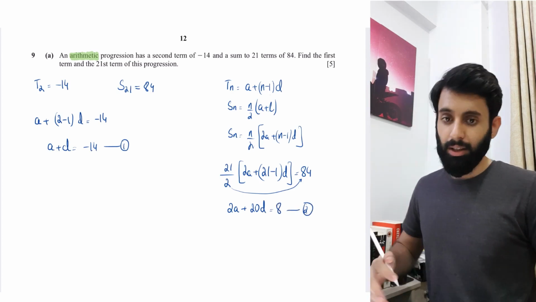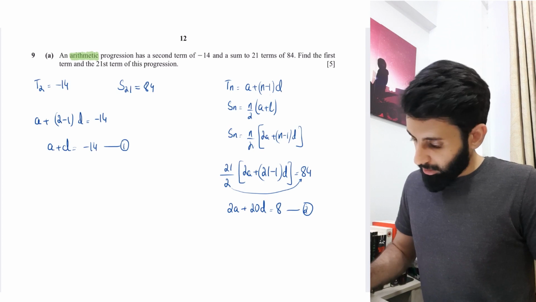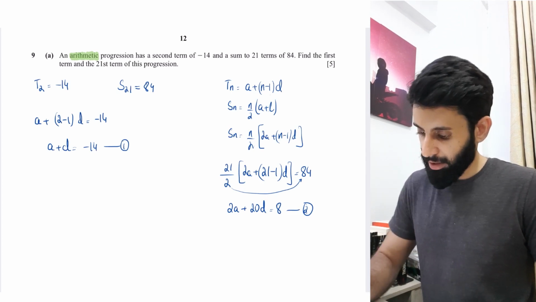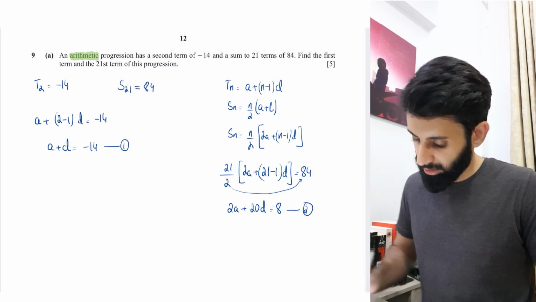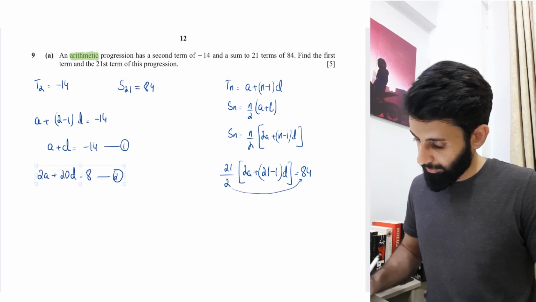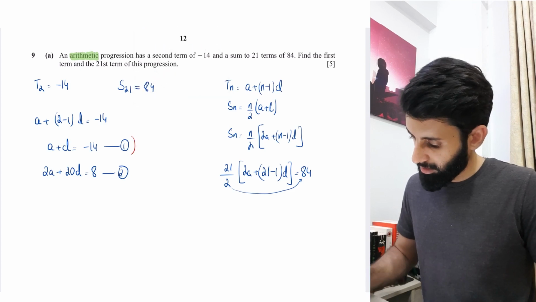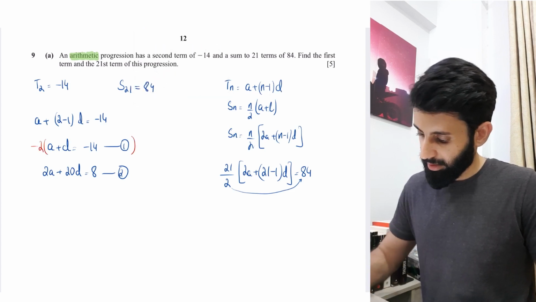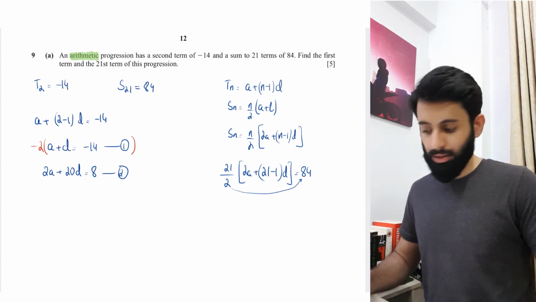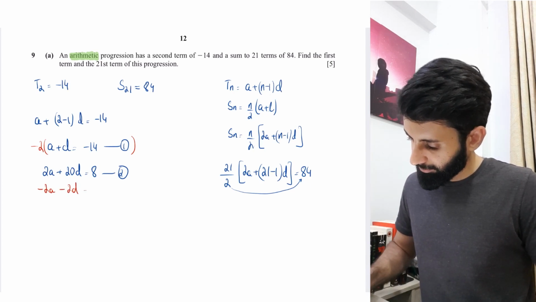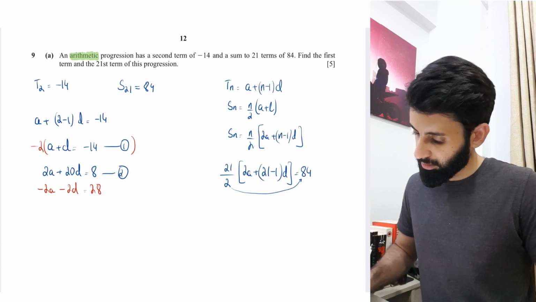Okay, here's the second equation. Well, you have a lot of options. I think I'm going to go with elimination. So what I'll do is bring this equation over here, and I'm going to multiply the first equation by -2 and write it just under the second equation. So we're looking at -2a minus 2d, which is equal to positive 28.